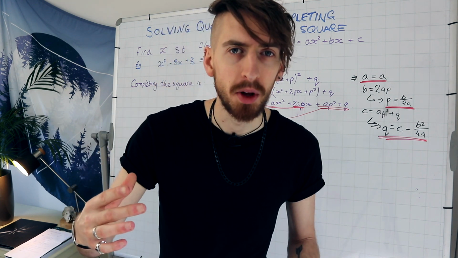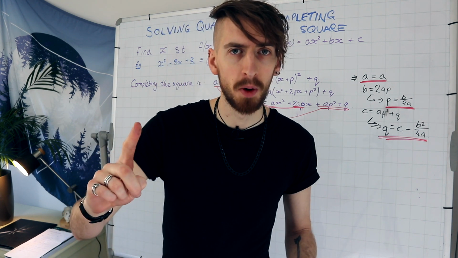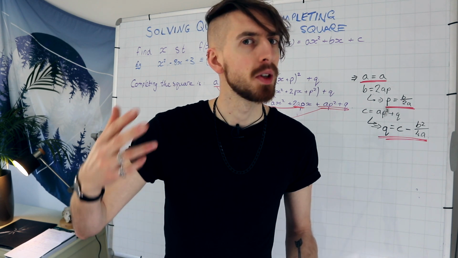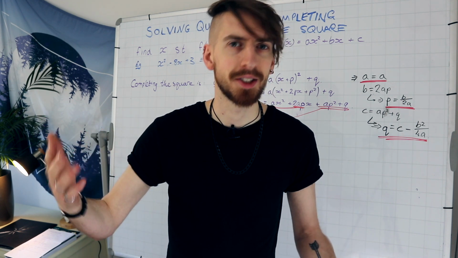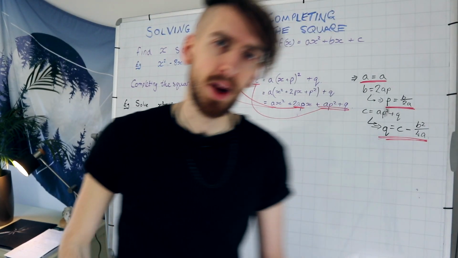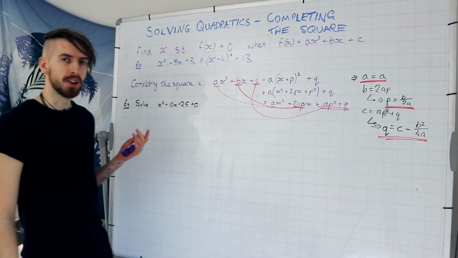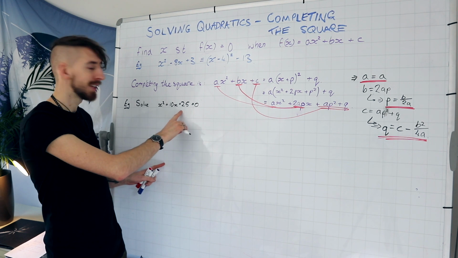But again, like last time though, there's two situations. One when a equals 1, that's easy, and two, which is when a is not equal to 1. Let's just get cracking anyway. Right, here's our little question. We've got to solve this, it's equal to 0.